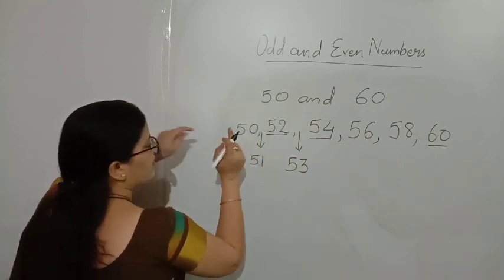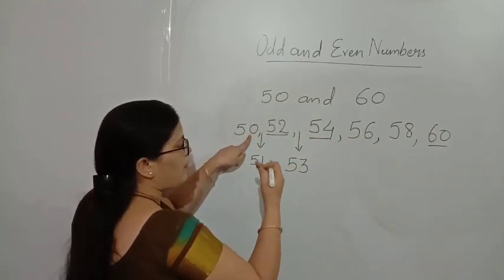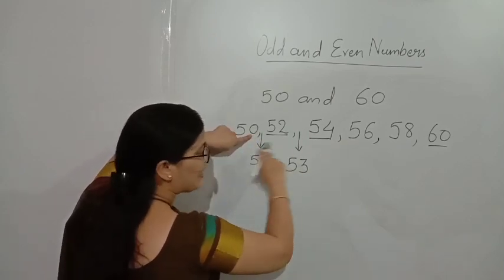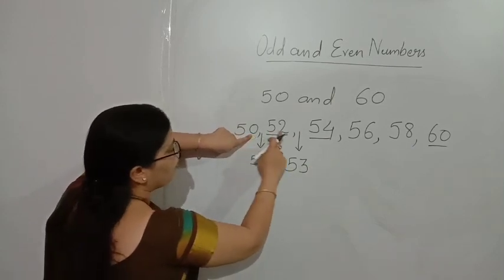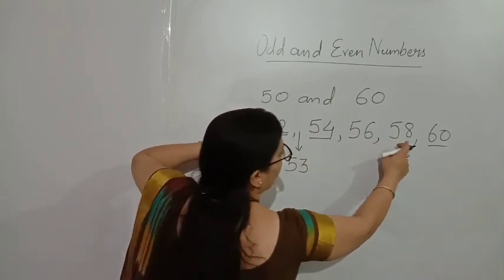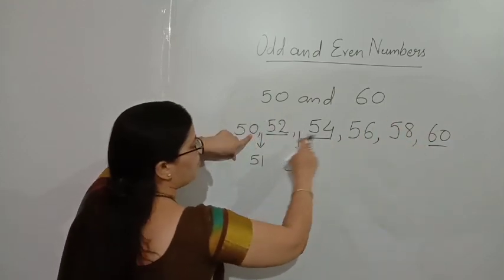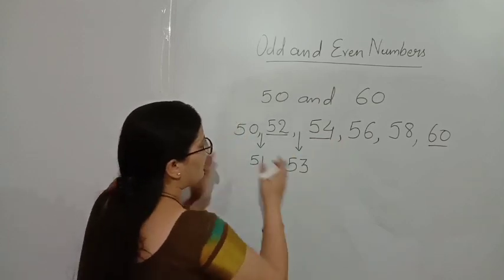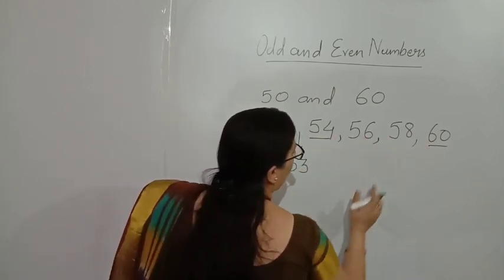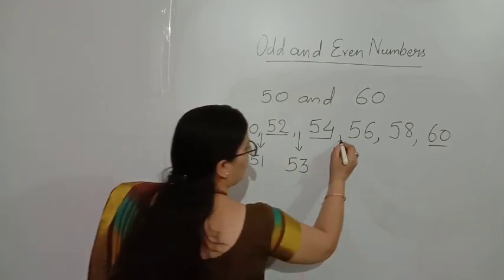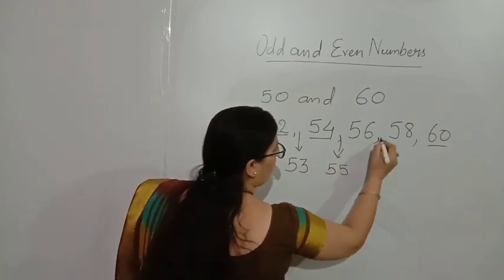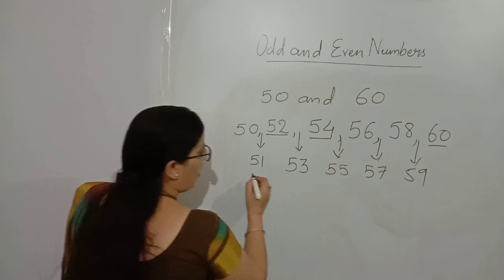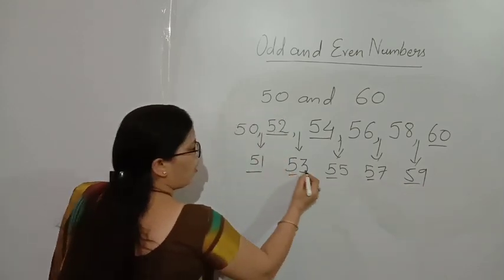Now see these numbers. The number which ends at ones place, check all ones place in these numbers: 0, 2, 4, 6, 8, 0. What are these numbers? Yesterday you learned these numbers are even. The numbers that end with 0, 2, 4, 6, 8 are even numbers, and numbers that end with 1, 3, 5, 7 and 9 are odd numbers.